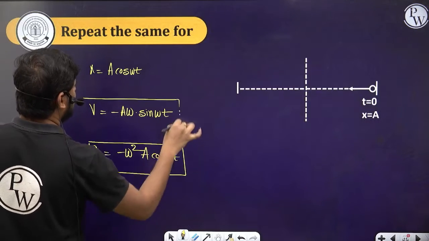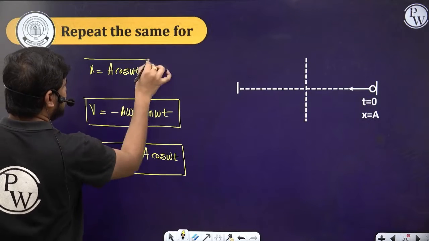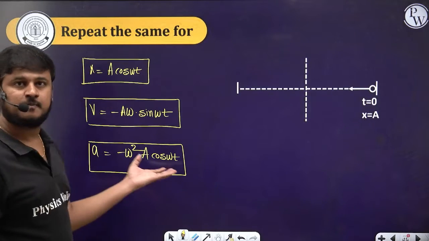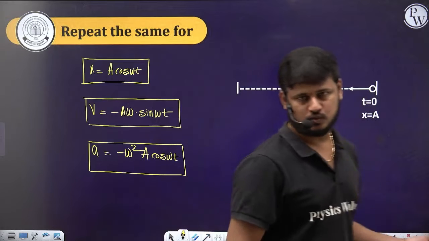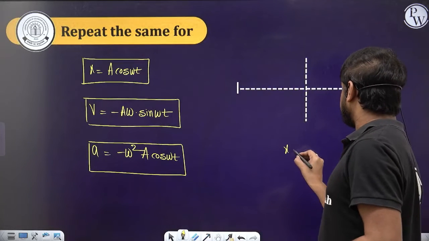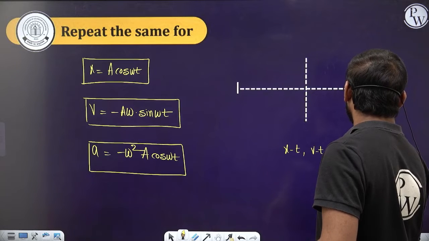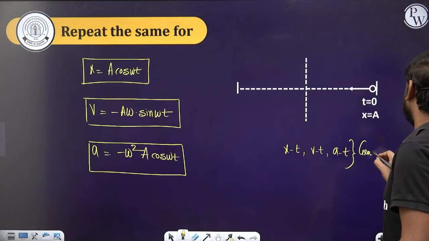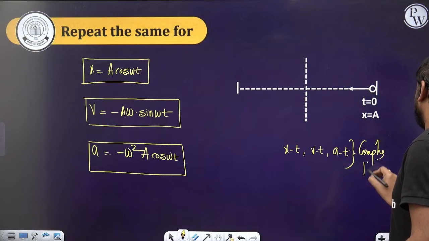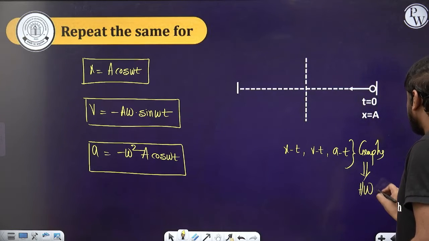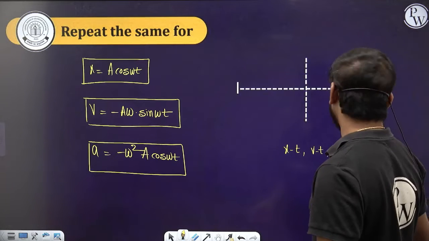So now you can draw the x versus t, v versus t, a versus t graphs. You can draw it easily, right? So take it as a homework for this. Done. Clear, guys? Chalo. So we have one more condition.